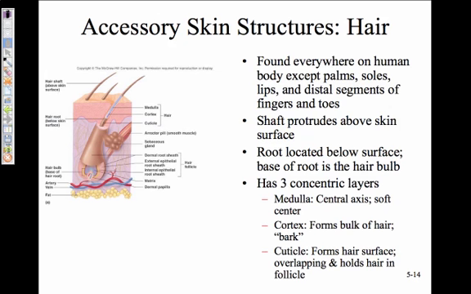If you take a cross section of hair, you'd see the medulla, which is the very middle. It's the central axis, a very soft center. The cortex forms the bulk of the hair. It's sometimes called the bark. And then there's a cuticle, which forms on the hair surface, is overlapping and holds hair in the follicle.